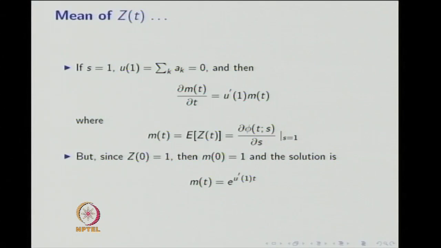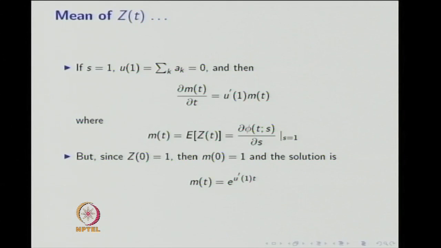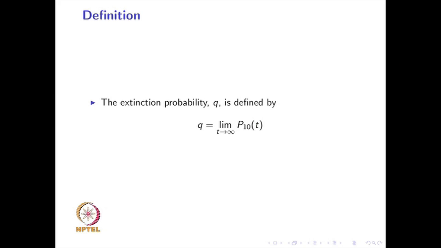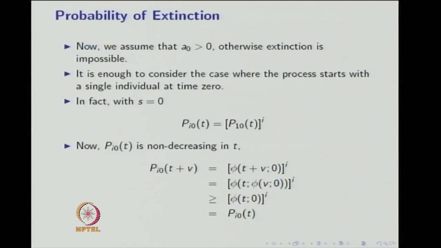Now, we can discuss the mean of z of t based on the value of u dash of 1. Before that, we discuss the probability of extinction, defined by q, that is nothing but the limit as t tends to infinity of P of 1 comma 0 of t. This is called the probability of extinction, denoted by the letter q. Now, we will try to find the probability of extinction q. Assume that a naught is strictly greater than 0, otherwise extinction is impossible. It is enough to consider the case where the process starts with a single individual at time 0, which means z of 0 is equal to 1.